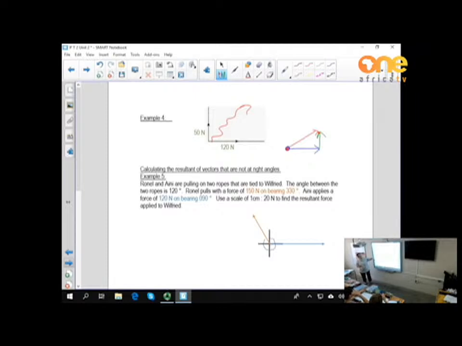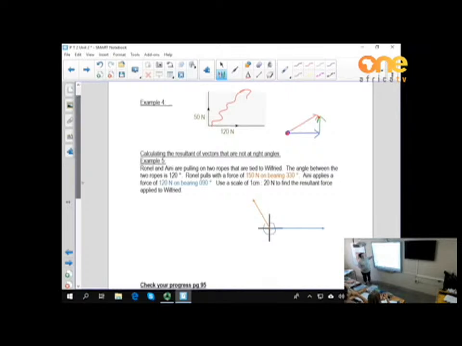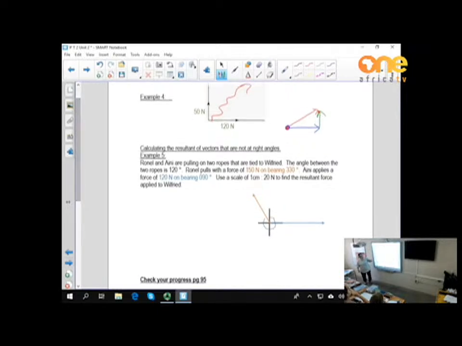Now, these were easy because they were at right angles. But the process doesn't change if they are not at right angles. So here we have an example. I want to keep that one there on the board.